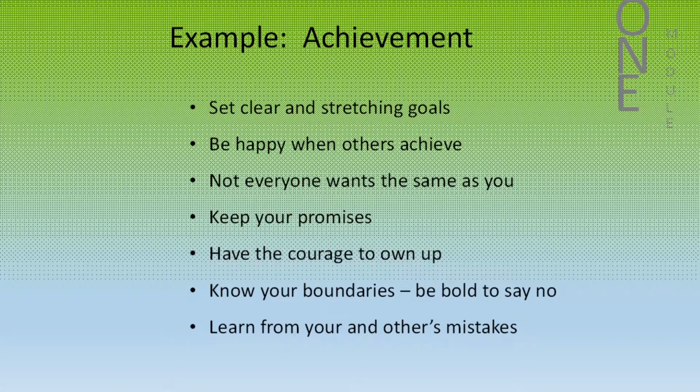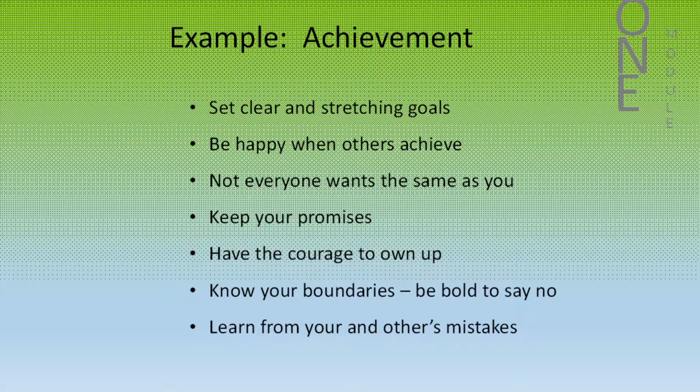Know your boundaries. Be bold to say no. This is where your self-image, your emotional intelligence comes in. If my driver is to please, it's a negative, it's a limiting one, because I'll say yes to everything and then find that I actually can't do everything because I only have 24 hours in my day. So have the courage to say no. Understand what your limiters are with regards to time, effort, money, whatever it may be, and know those boundaries. Very, very important. And then learn. Learn from your mistakes and others' mistakes. Be open to that. Be open to feedback.